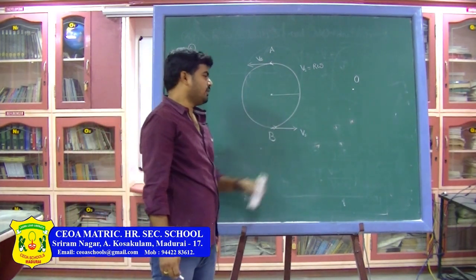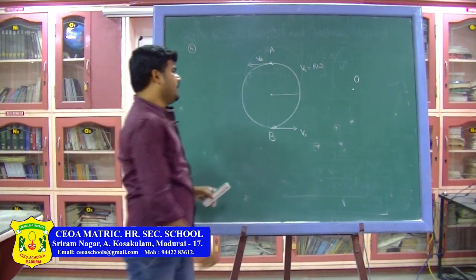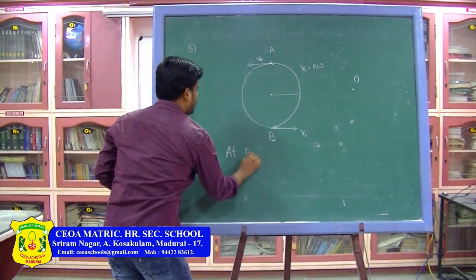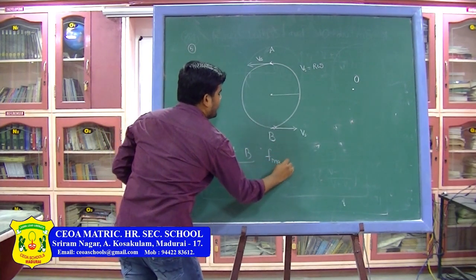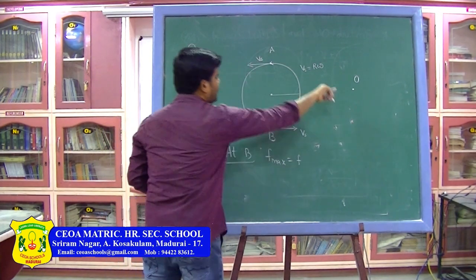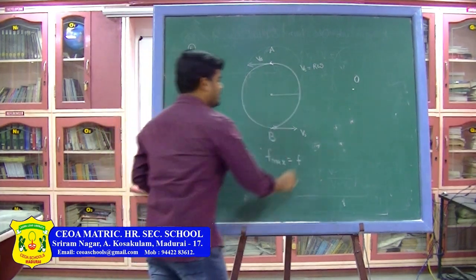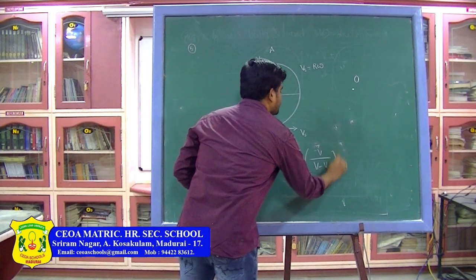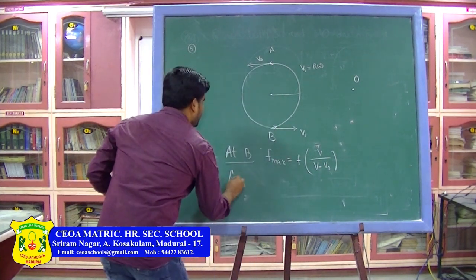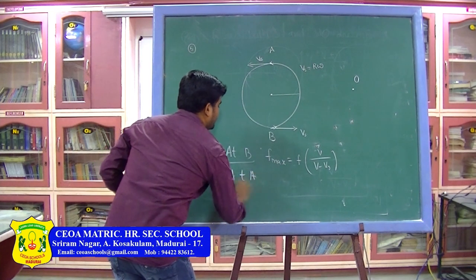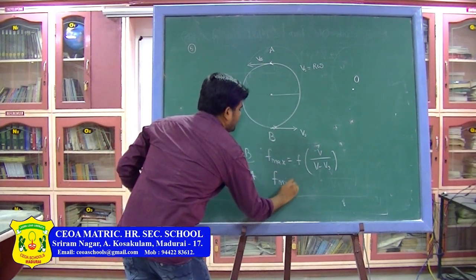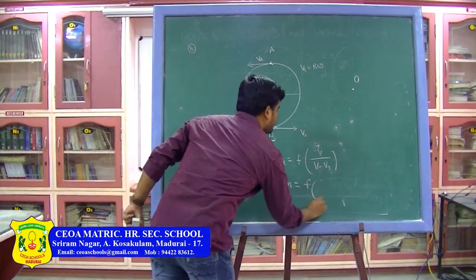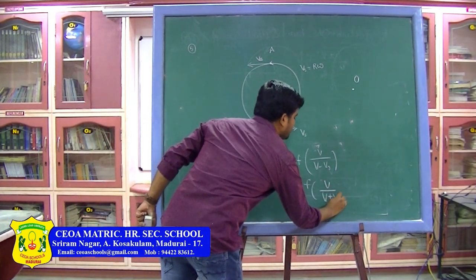So, now let us find out f maximum and f minimum. At B, the apparent frequency will be maximum. As the source is moving towards the observer, I can write f maximum as f into V divided by V minus Vs. At point A the frequency will be minimum because the source is moving away from the observer, and that frequency is given by f into V divided by V plus Vs.